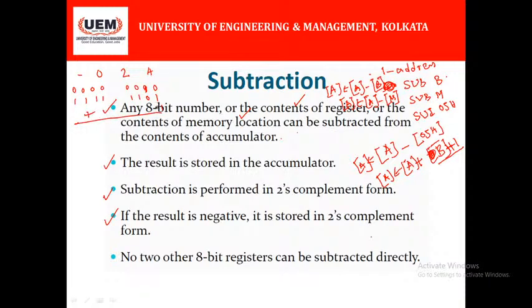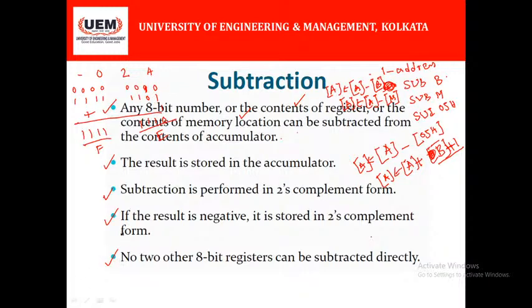After adding 1 with it, 1 plus 1 is 0, then 1 1 1 1 1 1 1. So this is F, and this is nothing but your E. So FE will be your result. So the FE represents minus 02. That is how the result is represented.